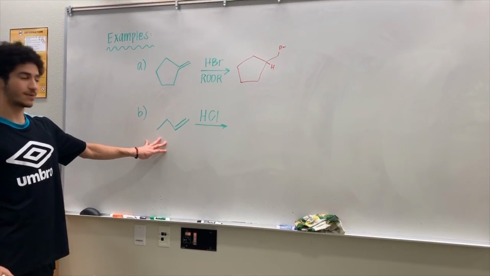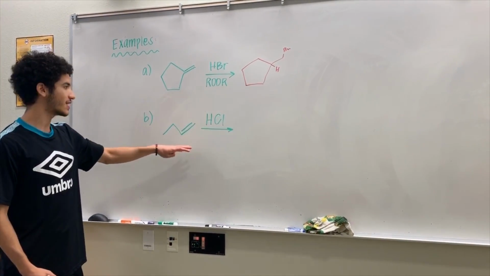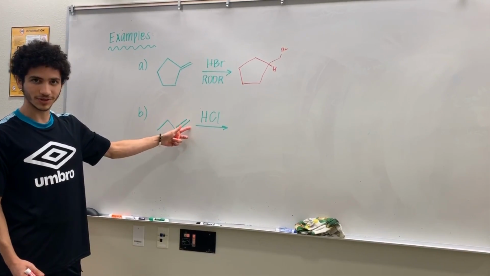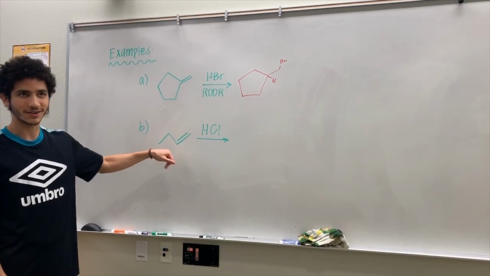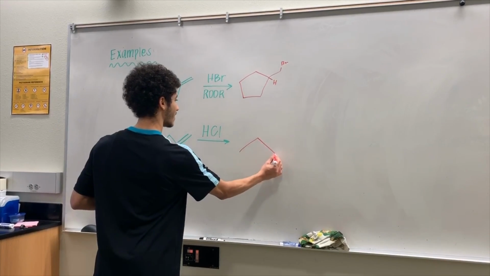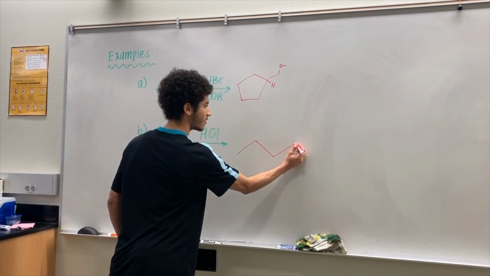Now, for the second example, I don't have peroxide, so I know that it's just Markovnikov, and that means the hydrogen is going to attach to the less substituted carbon on the alkene, and chlorine will attach to the more substituted carbon on the alkene. So you go ahead and write that. So hydrogen, again, to this carbon.